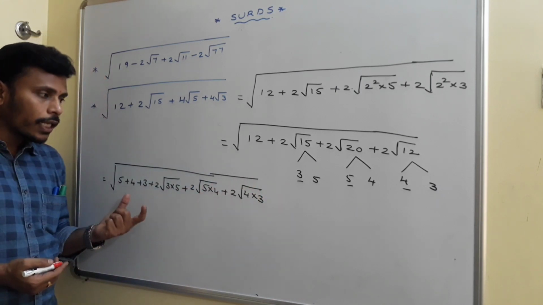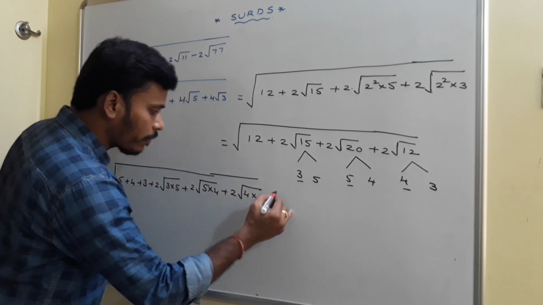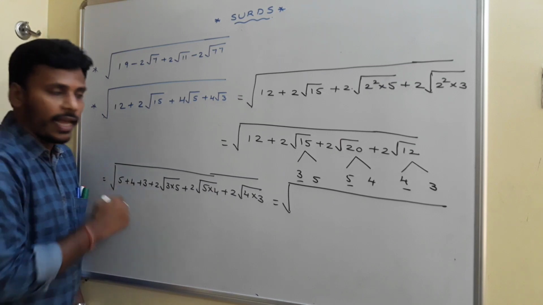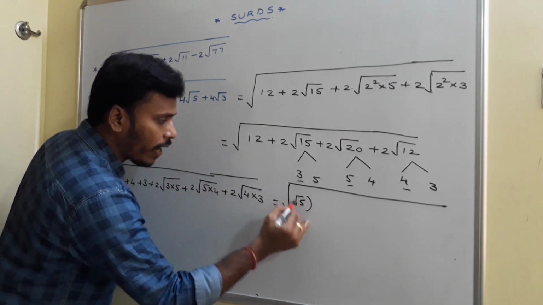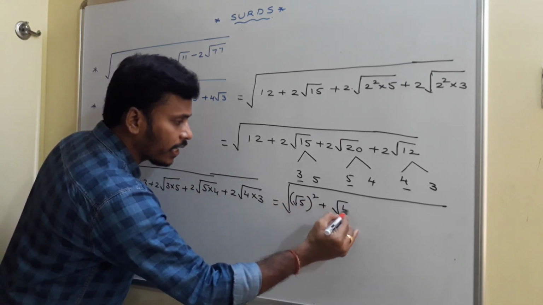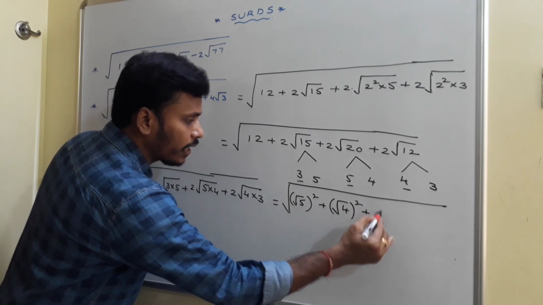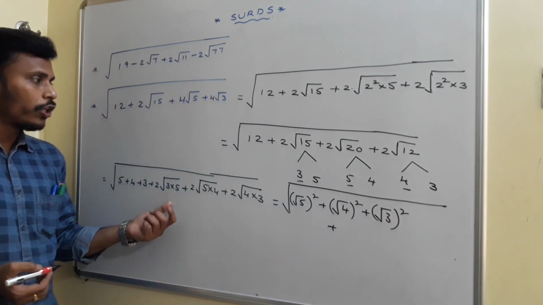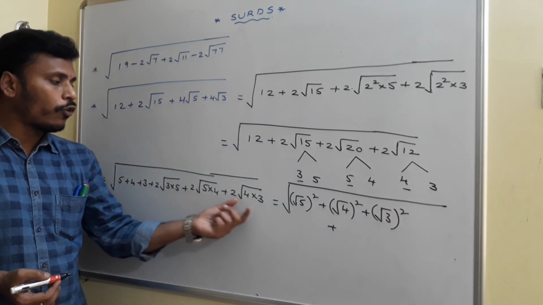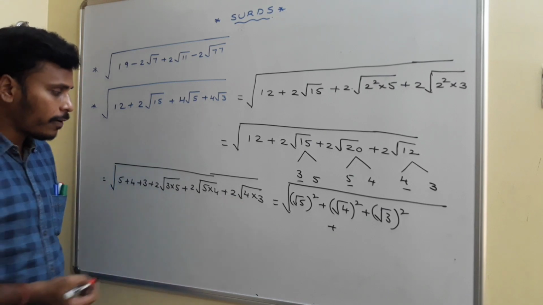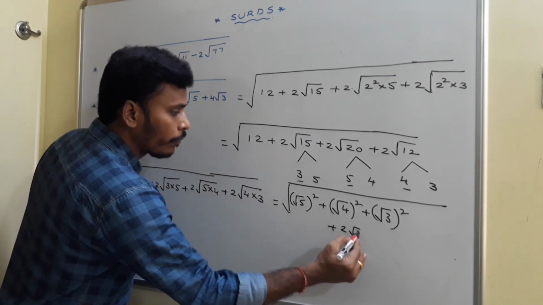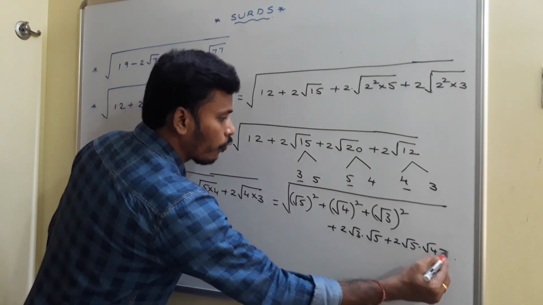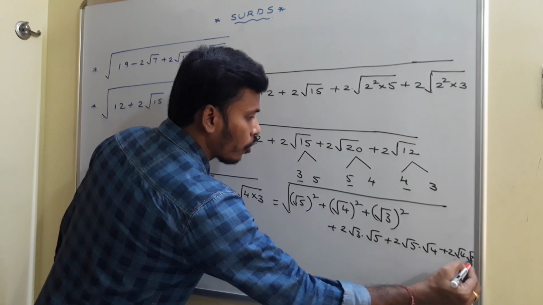Now you just look at this. Now if you wish to rearrange, again you will get square root of 5 can be written as root 5 square. Root 5 square plus 4 can be written as root 4 square, and the 3 can be written as root 3 square plus what I have in my hands. 2 into root 3 into 5, 2 root 5 into 4, 2 root 4 into 3. This is of the format 2 root 3 root 5 plus 2 root 5 root 4 plus 2 root 4 root 3.